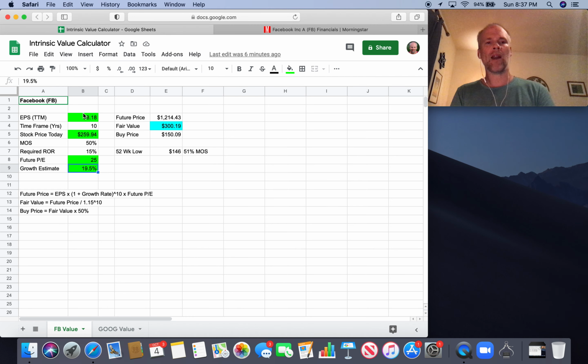Okay, so we've got all of our numbers. You can see the numbers in green here are the inputs that I just looked up or calculated. So we got a future price in 10 years of 1,214, and discounting that back to today at 15%, which is our required rate of return, we get a fair value around $300 per share. Now the stock price today is around 260.